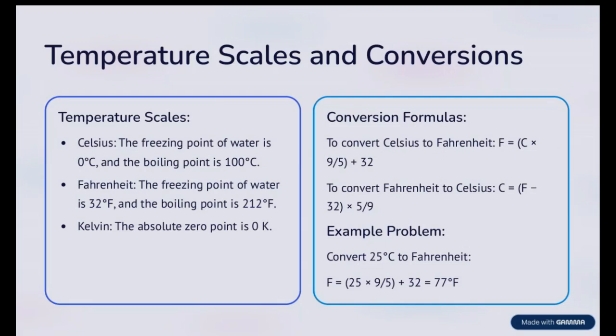So now, for Celsius measurements, the freezing point of water is going to be 0 degrees Celsius, and the boiling point of water is going to be 100 degrees Celsius. For Fahrenheit, the freezing point of water will be 32 degrees Fahrenheit, while the boiling point of water will be 212 degrees Fahrenheit.